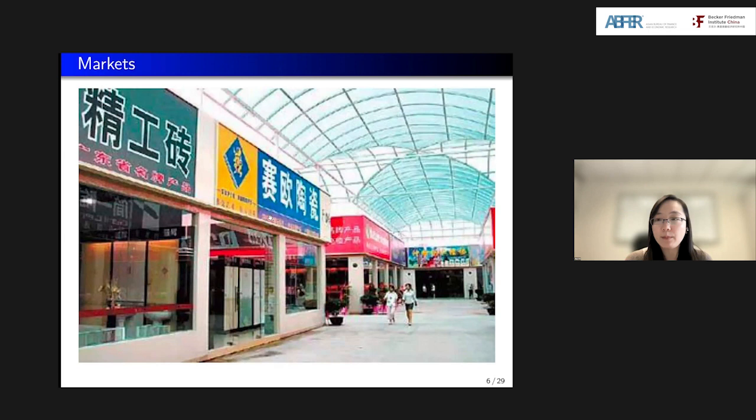So this is a picture of one of our sample markets. This is the market for building materials. So you can see from this photo that this is a market located in a mall, but there are also markets where there are stores on each side of the street. And those markets are already defined by the local government.